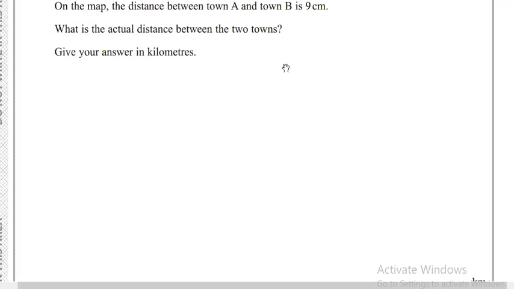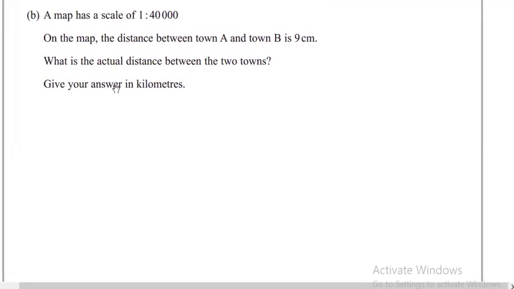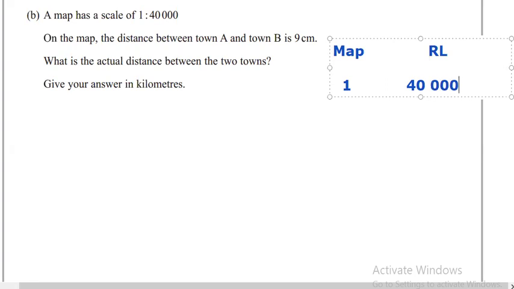Okay, so basically we have the scale here, so let's use it. We have the scale 1 to 40,000, so we can write the scale over here. We know that the first one is the map, and the second one is real life. So the first one, the map, is 1, and the other one, the real life, is 40,000. We know this is the map because it's the smallest one, and this one is bigger, so it means it's the real life distance.